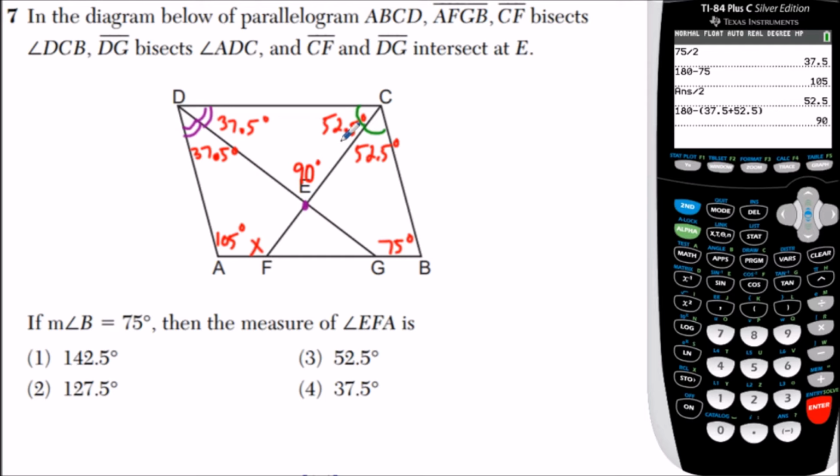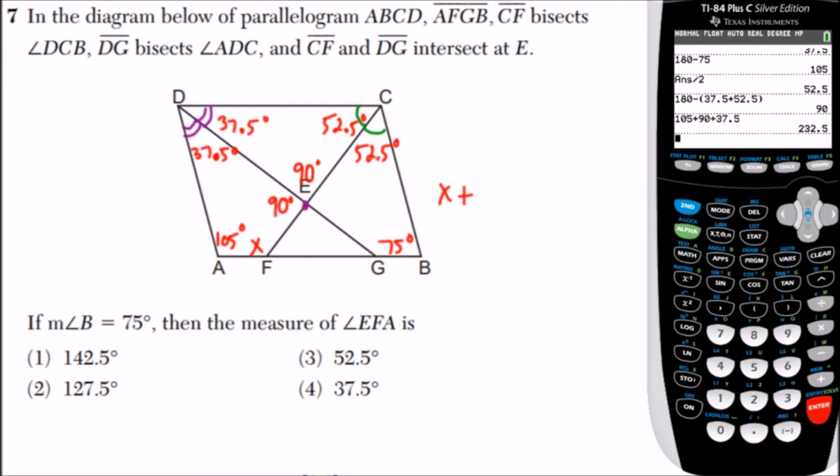But yet another concept you have to know is that on a straight line you have 180 degrees, so this angle here also has to be 90 because 90 plus 90 is 180. So next thing, the sum of the angles in a quadrilateral is equal to 360 degrees. So we're going to do 360 minus the sum of these three angles. We could set up an equation just so you could all follow. We're going to have x plus 105 plus 90 plus 37 and a half. So that's the sum of those three angles, which is 232.5.